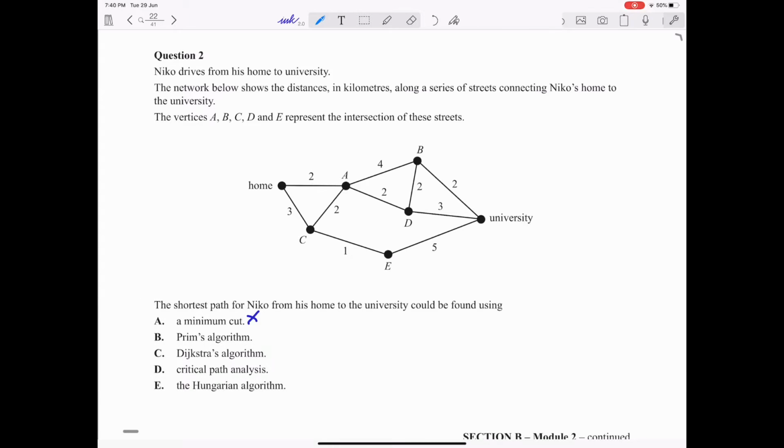Prim's algorithm is used to find the minimum spanning tree, so that's wrong. You should also know that Dijkstra's algorithm is used to find the shortest path. So therefore C would be the correct answer. I'll go through the other ones. Option D, critical path analysis, is used to find the shortest time in order to complete a project. And the Hungarian algorithm would be used to allocate people with the shortest time to complete the task. So therefore C is the correct answer.